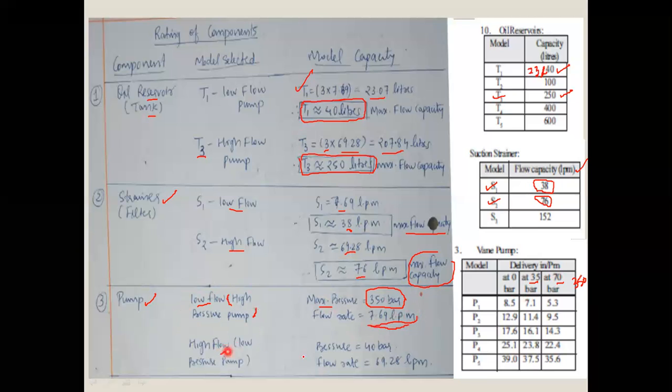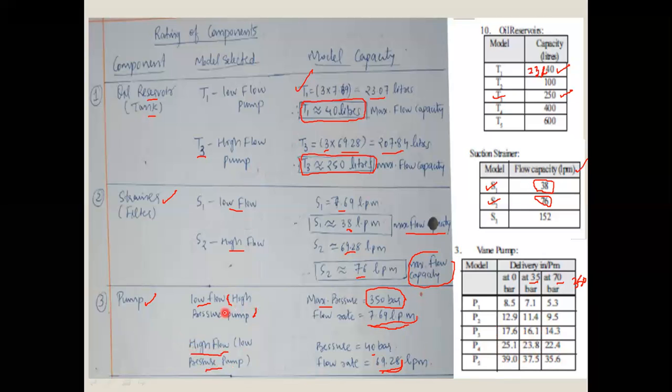Then coming to the high flow pump. The pressure there is 40 bar, so 40 bar will be accommodated here, but the flow rate is 69.28. The value 69.28 is nowhere here. It is more than 37.5, almost double the value of 35. So again I can't select a model here. What we have to do is write here: high flow, low pressure pump.